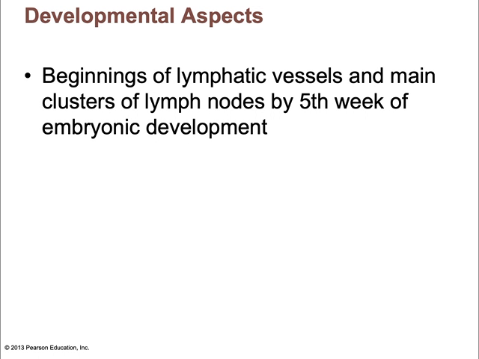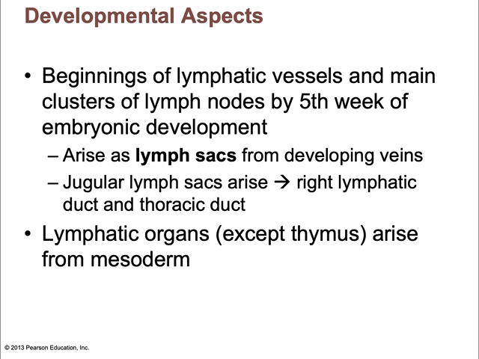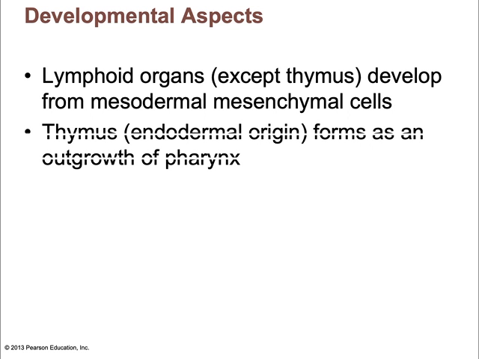Now, where does the development of the immune system start and stop? Well, the answer to where it stops is it never really does stop. It continues throughout life because you're making B cells every day of your life. But it begins with clusters of lymph nodes in the 5th week of embryonic development that come from lymph sacs in developing veins. The jugular lymph sacs then form the right lymphatic duct and thoracic duct, and then lymphatic organs, with the exception of the thymus, come primarily from mesoderm. Lymphoid organs, with the exception of the thymus, develop from mesodermal mesenchymal cells. The thymus is endoderm and is an outgrowth of your throat.